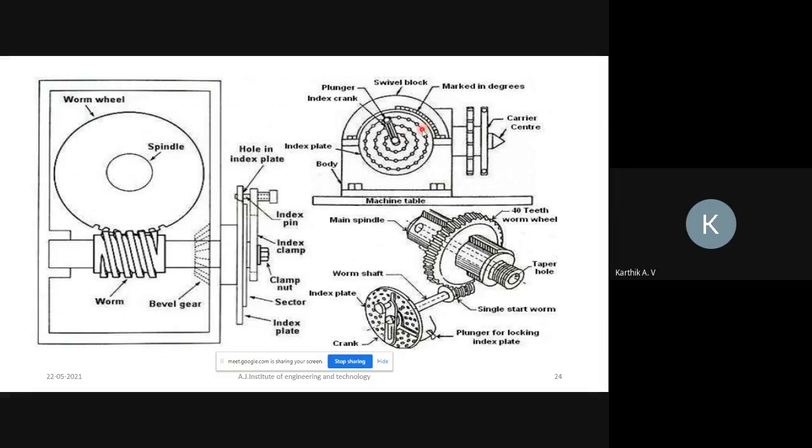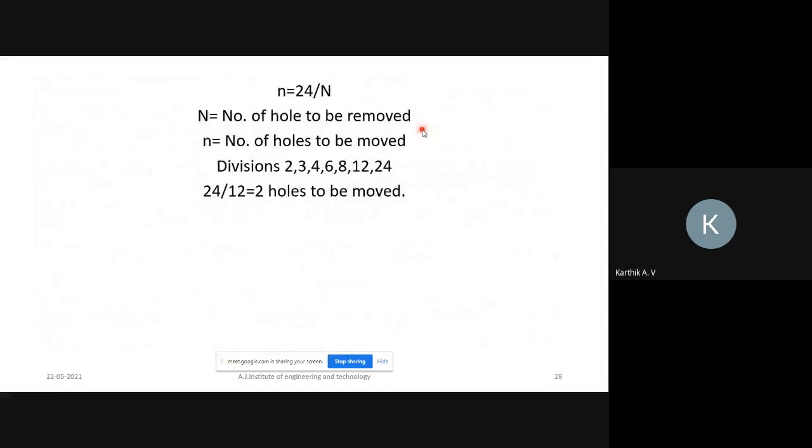Then after 4, which hole do we have to fix next? After 6, 8, 10, 12, 14, 16, 18, 20, 22, 24. So how many holes are over? 12 holes are over, so you can make 12 divisions in the workpiece. Understood? In this way you can divide the workpiece into an equal number of parts with the help of this direct indexing mechanism, directly rotating the crank and fixing with the crank pin.